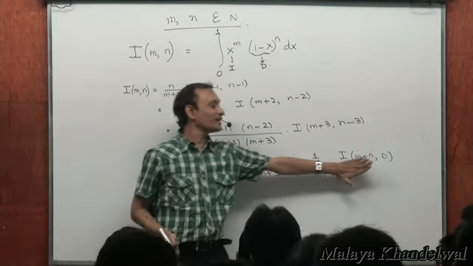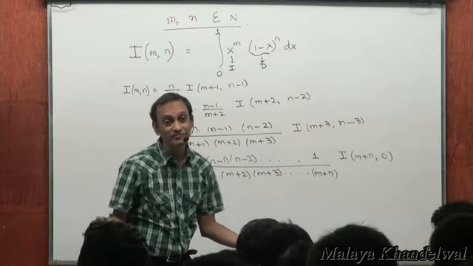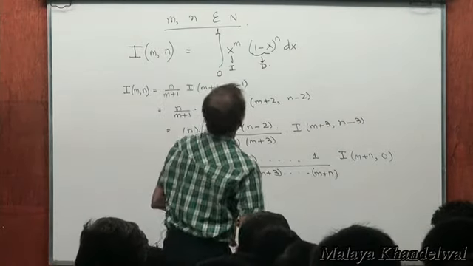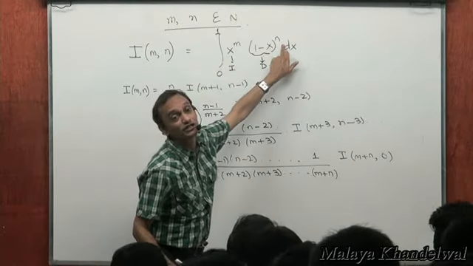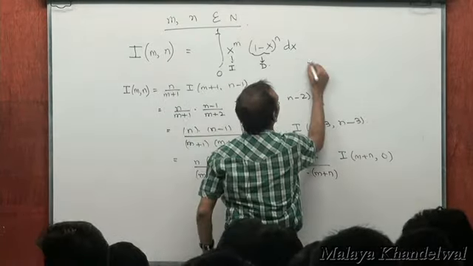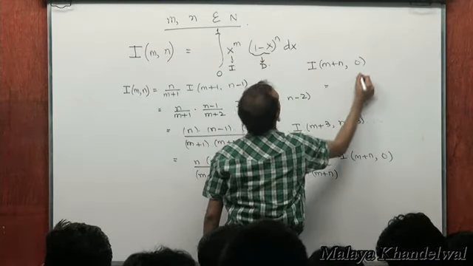Now, the whole task is then to find I(m+n, 0). Then our problem is solved. Right? I(m+n, 0) means what? Replace m by m plus n and n by 0. So, I(m+n, 0) is only this.